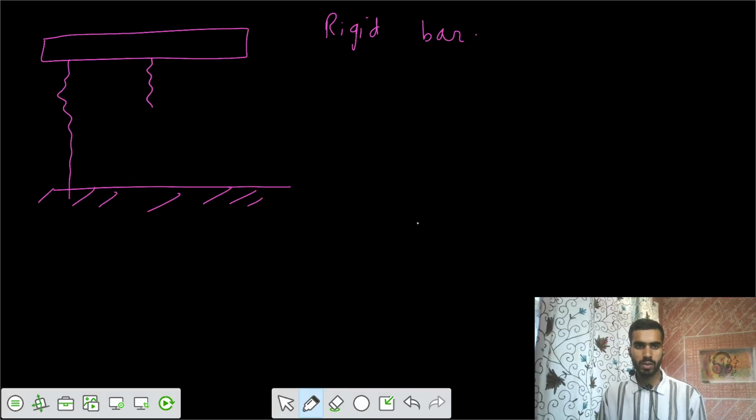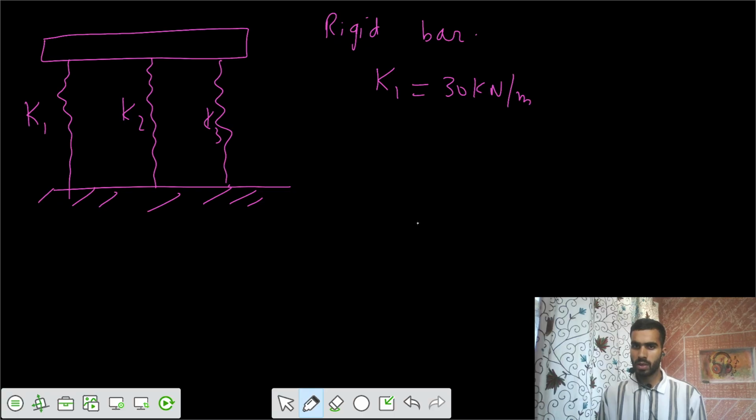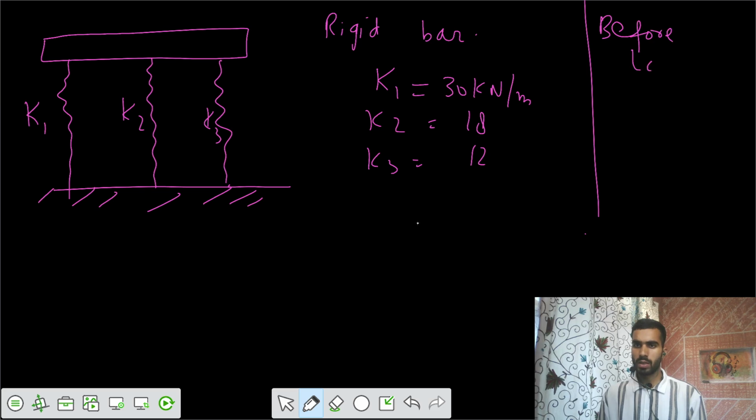One spring, second spring, and third spring. Let's have that K1, K2, K3. So I write that K1 equals 30 kilonewton per meter, and K2, K3 equal 18 and 12. And we say that before loading, the length of those springs was the same. L1 equals L2 equals L3.